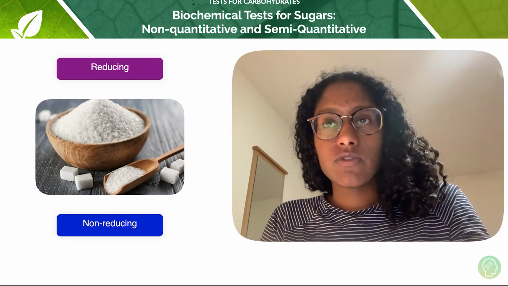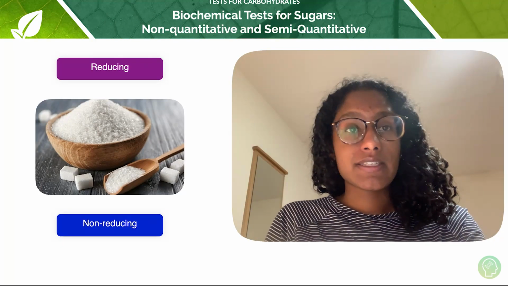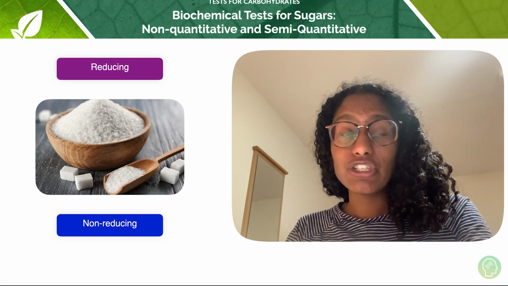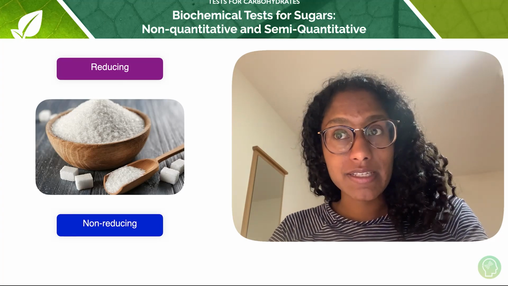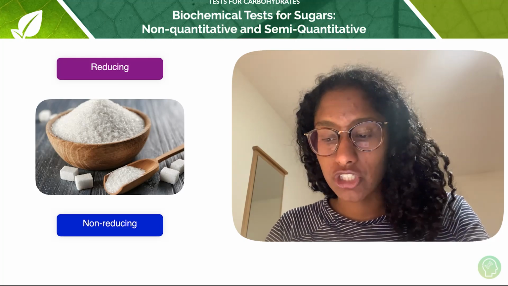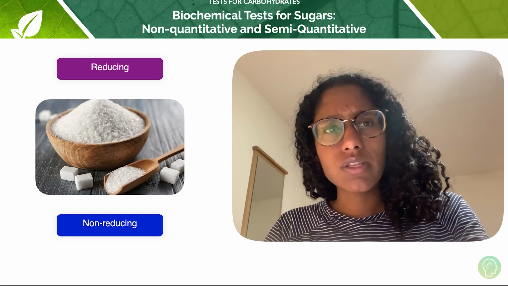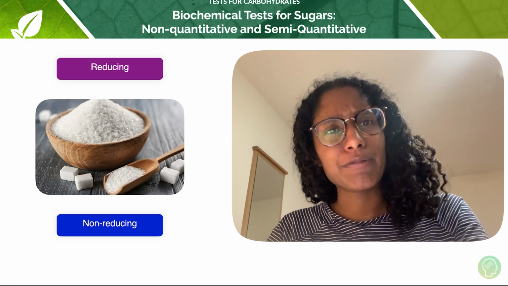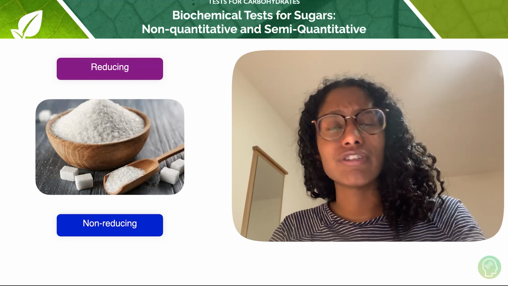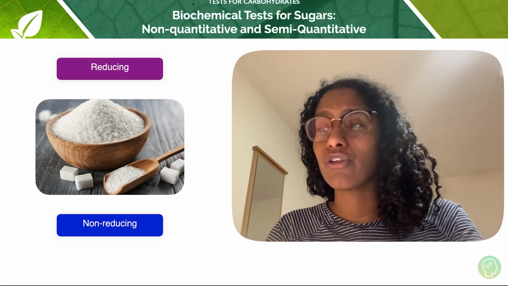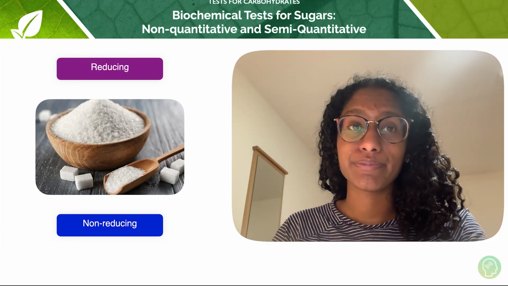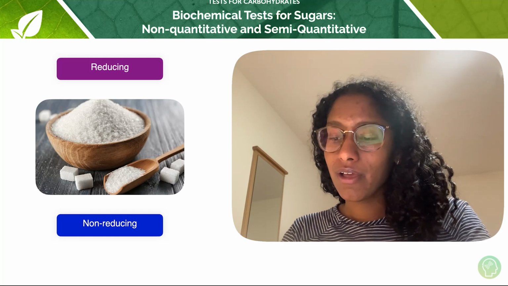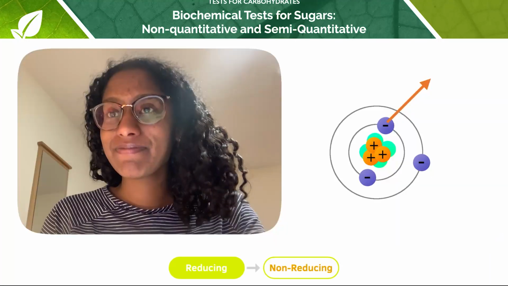Let's have a think first of all at what type of sugars there are. There are two types of sugars, reducing sugars or non-reducing sugars. Pause the video and have a think from your chemistry knowledge what you think reducing sugars do and what you think non-reducing sugars do. Okay, so I'll reveal the answers.